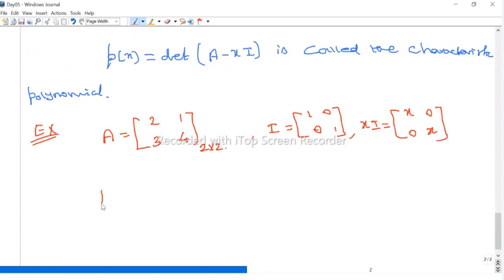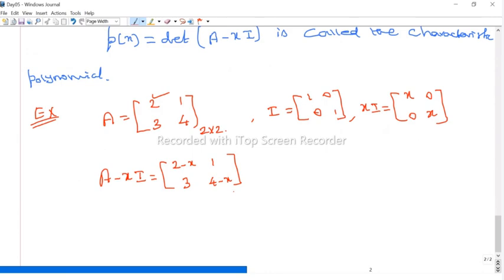Okay. Now what is A minus xI? We have to subtract term by term. A is 2 here, and the term of xI is x, therefore this entry is 2 minus x. And here 1 minus 0, therefore 1. This entry is 3 minus 0, which is 3. And this entry is 4 minus x. This is the matrix A minus xI.